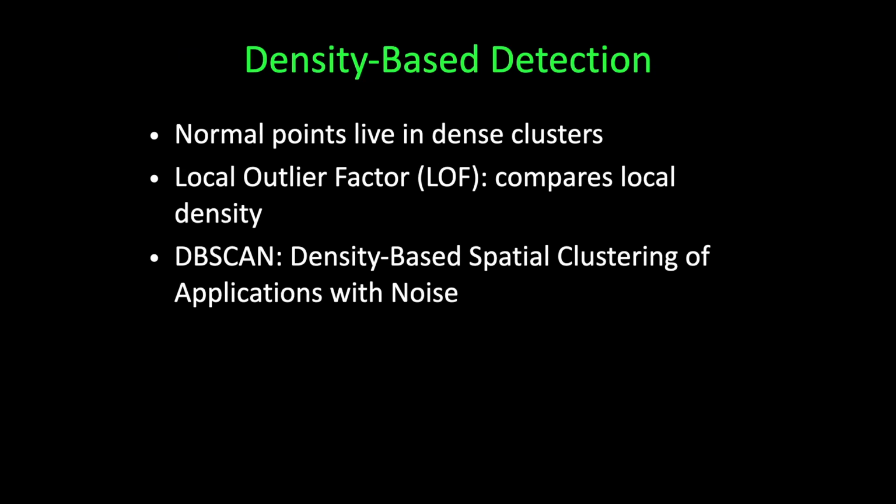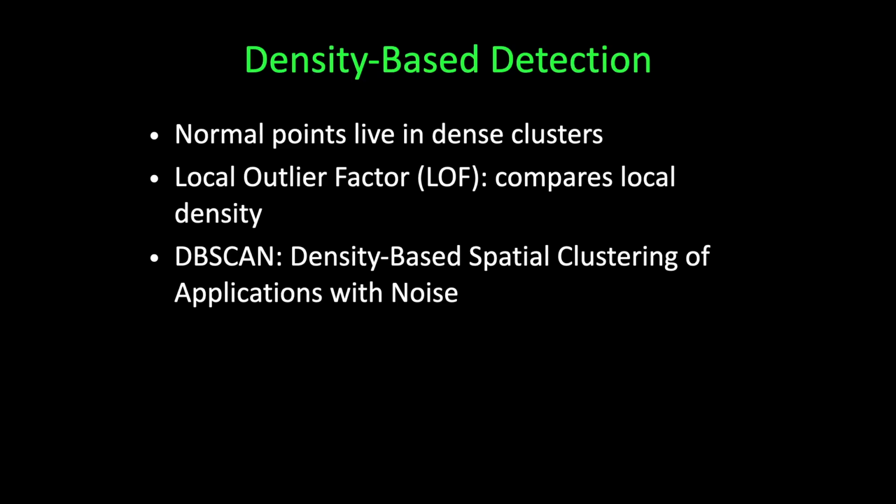Another powerful family of approaches focuses on density, meaning how crowded or sparse a region of data is. The intuition is simple. Normal data tends to live in dense neighborhoods, while anomalies live in sparse, isolated areas. One well-known algorithm here is local outlier factor, often abbreviated LOF. LOF compares the density of a point to the density of its neighbors. If a point is much less dense than the points around it, it gets a high outlier score.